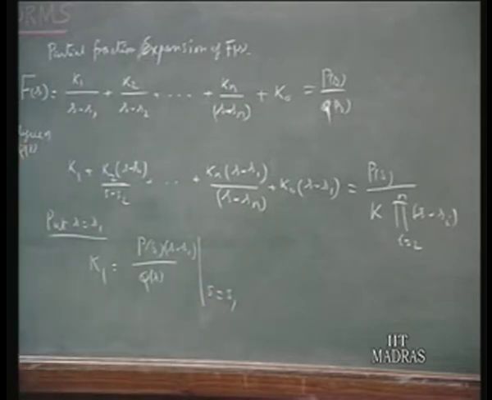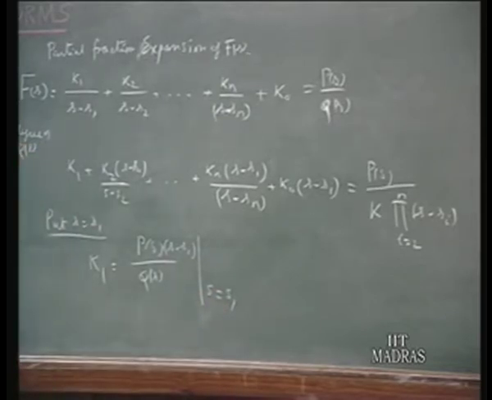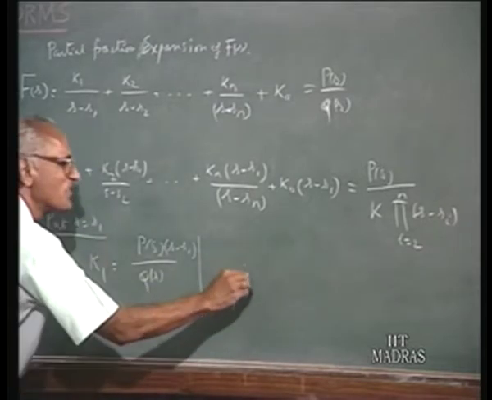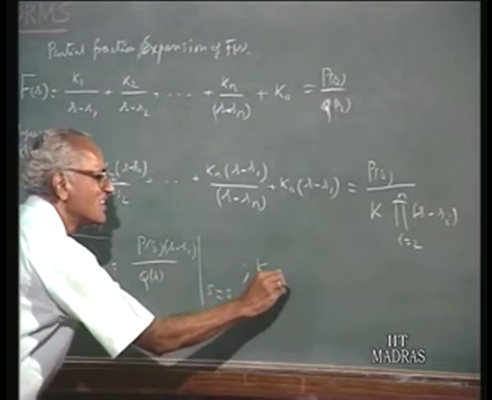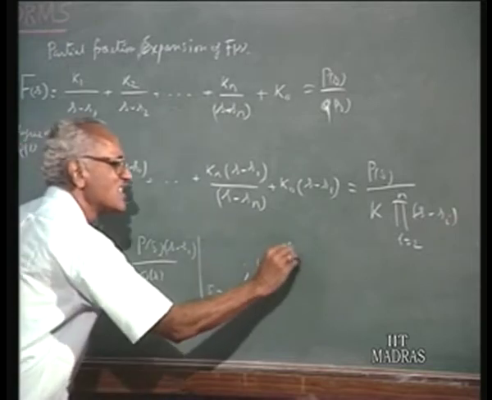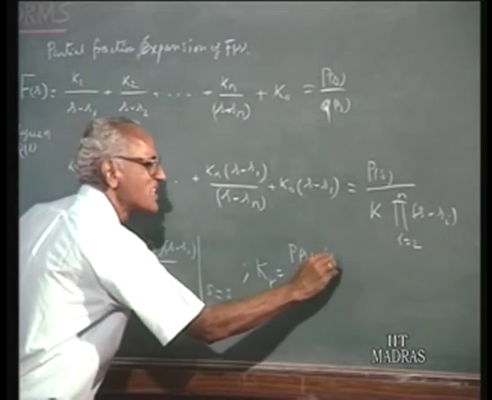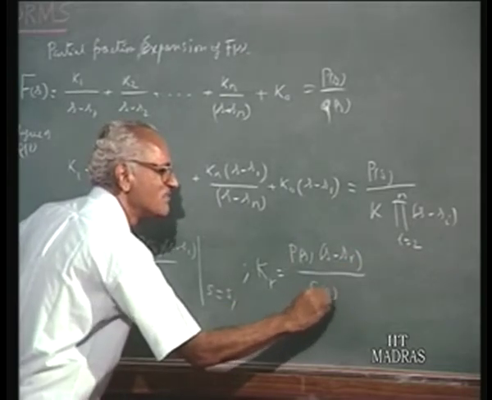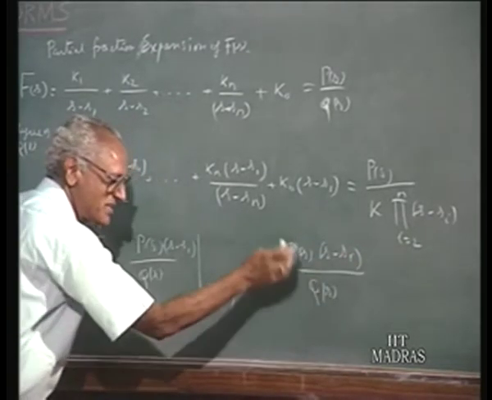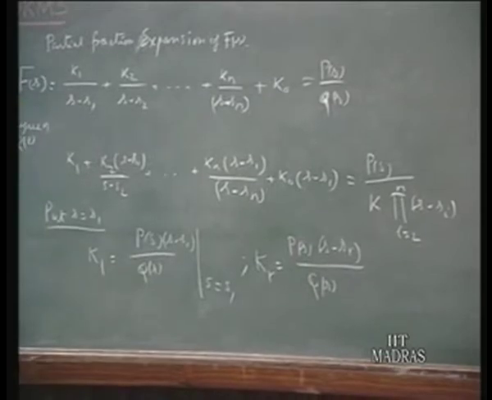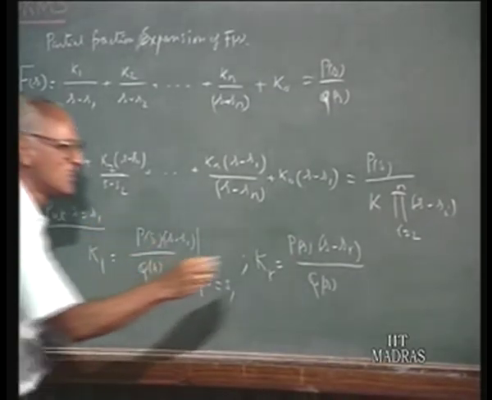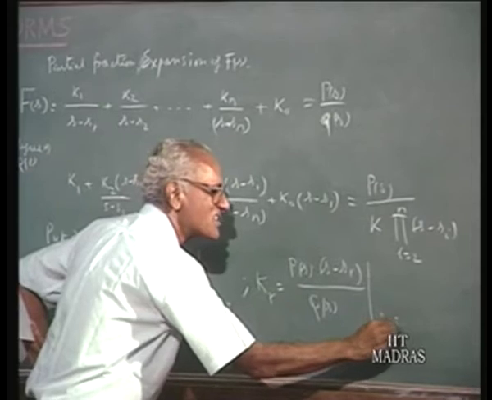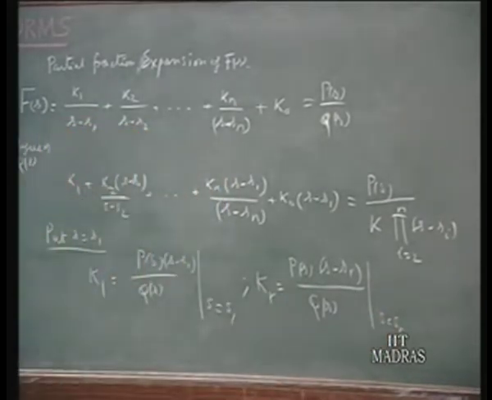So, that is how you can evaluate K1. In general, any one of these, suppose you want to find Kr, all you have to do is P(s) multiplied by (s minus sr) divided by Q(s). That means this (s minus sr) term is cancelled out in Q(s). Symbolically, we represent it in this fashion, then substitute s equal to sr. So, that is how you can find out all these factors.